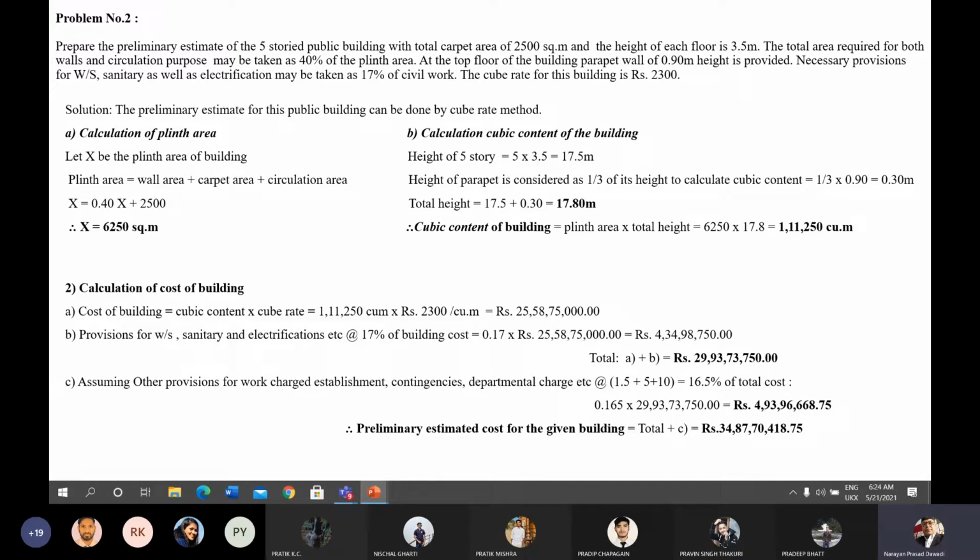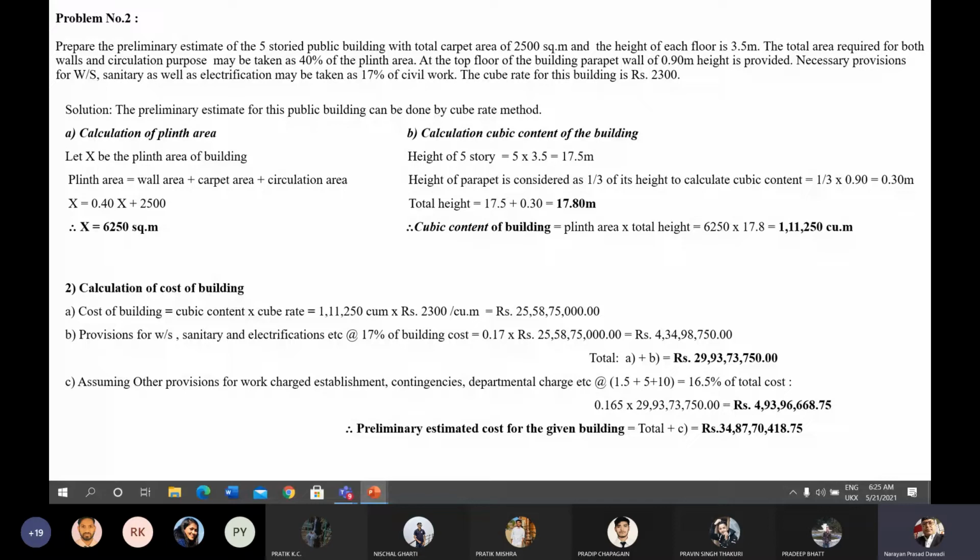At the top floor, the roof floor of the building, a parapet wall of 0.90 meter height is provided. Around the building, necessary provisions for water supply, sanitary as well as electrification may be taken as 17% of civil cost. The cube rate for this building is rupees 2300 per cubic meter. So the cubic content rate is given. So we have to prepare the preliminary estimate by using the cube rate method or cubic content method.